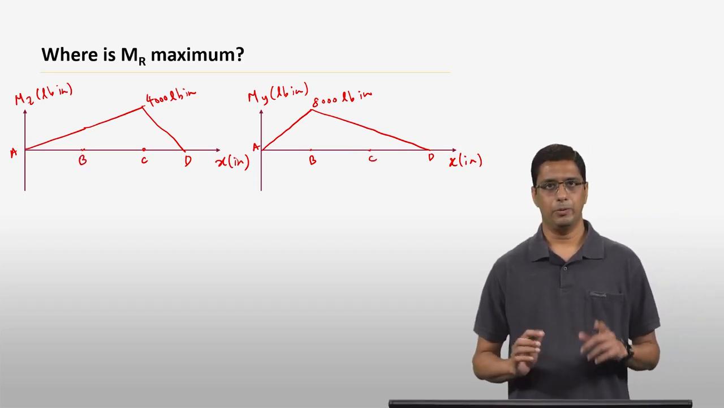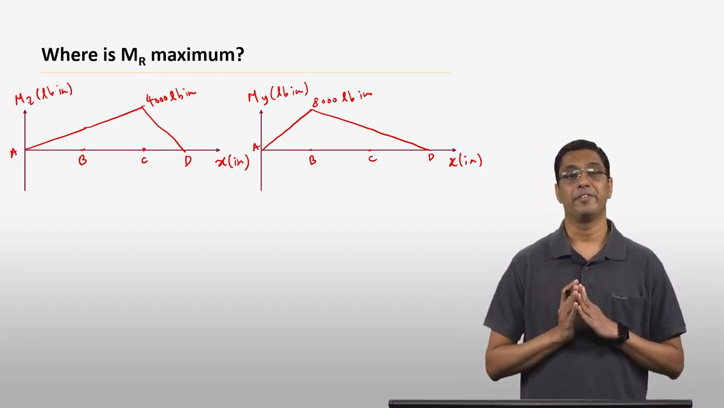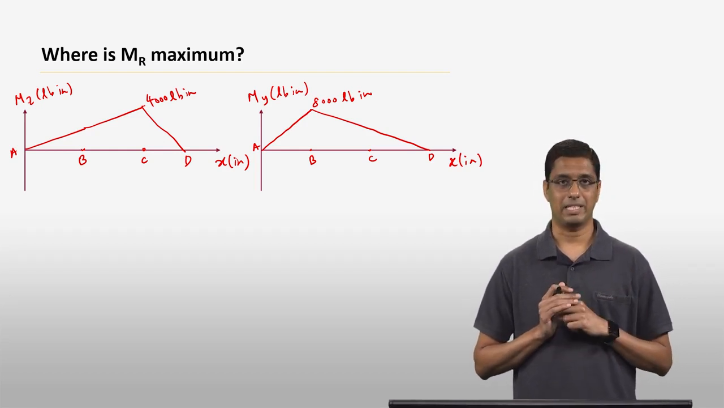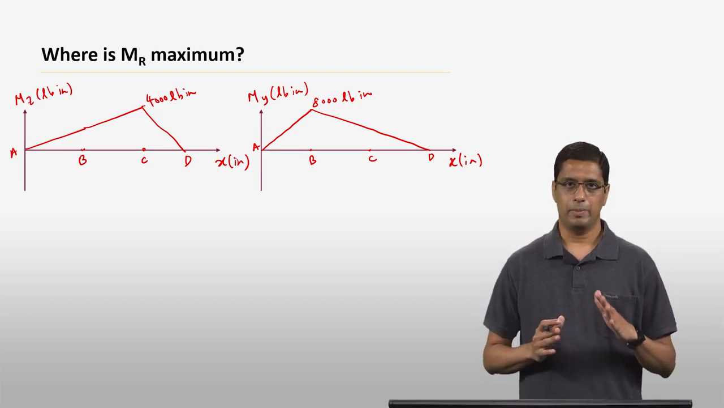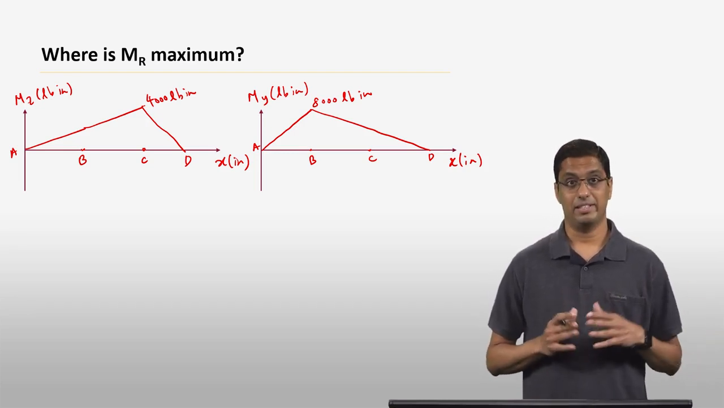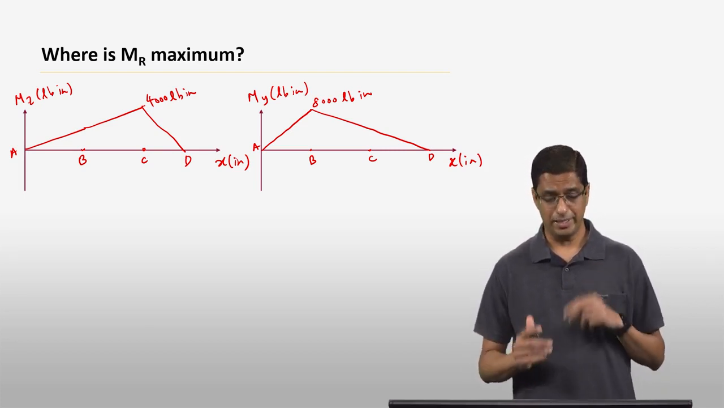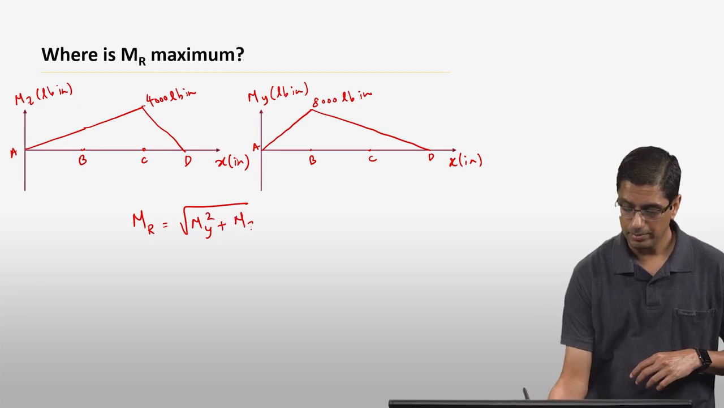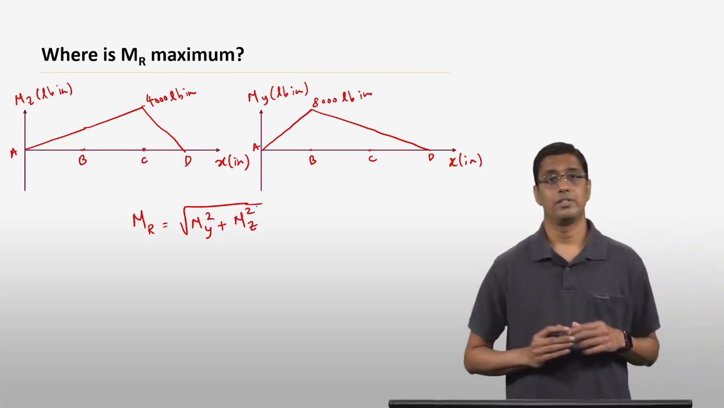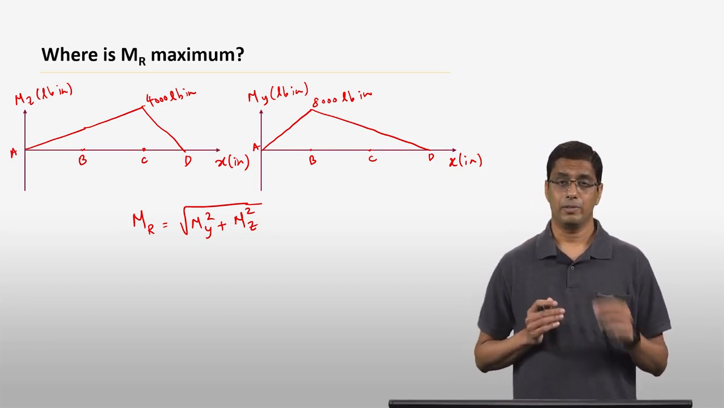Okay, so now we have these two diagrams, Mz and My. What we need to find out is where Mr is maximum. Okay, so we will look at this in the next lecture, but I would like you to look at these two diagrams and think about how can I find where Mr is maximum. Just to remind you, Mr, the resultant moment, is basically the square root of My squared plus Mz squared. We know this, right? So how are you going to make sure that Mr is maximum, and how are you going to find out the maximum value of Mr?